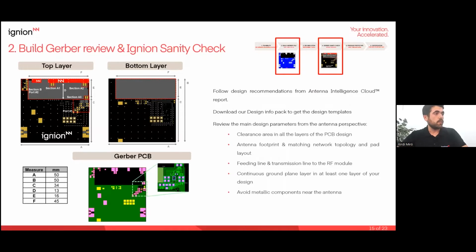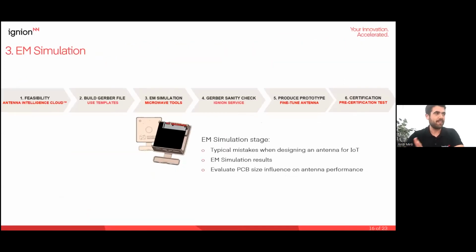In this stage, we will strongly recommend you to review the main design parameters of antenna integration, such as clearance area in all the layers of the PCB design. Not only the antenna layer, this is very important. The clearance area for the antenna should be respected not only in the antenna layer, but also in the vertical direction. No metal materials should be placed underneath the antenna or in front of the antenna. The vertical direction must also be respected in terms of clearance. So avoid metallic components near the antenna. This is my advice, the definitive advice.